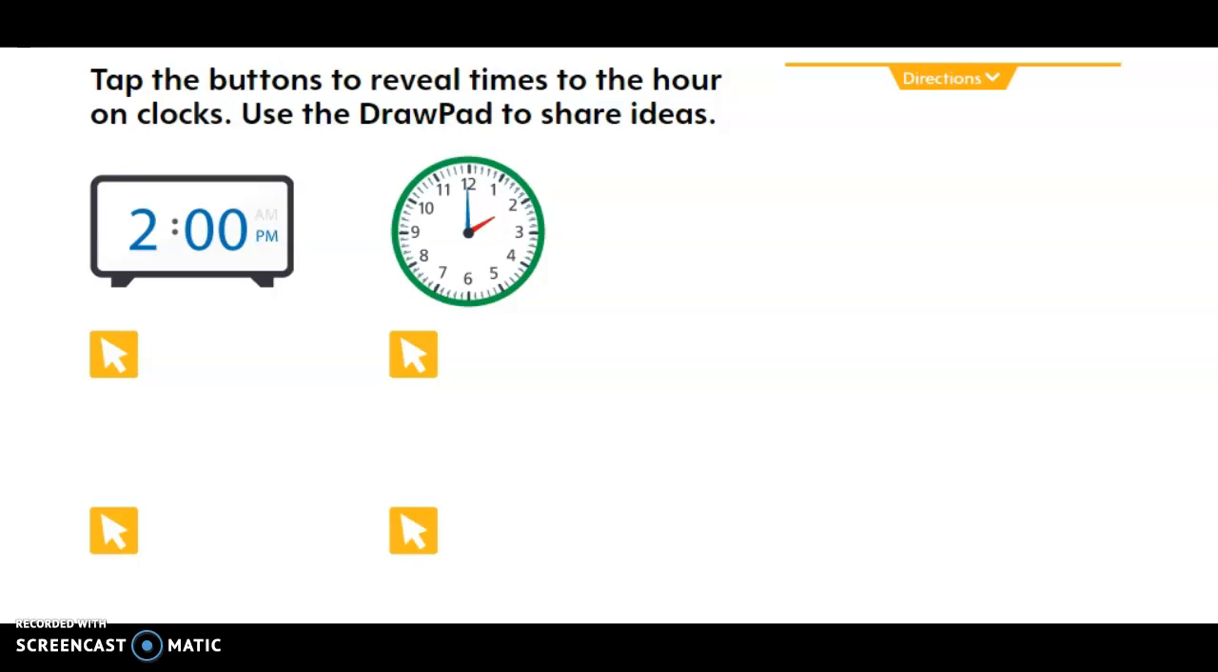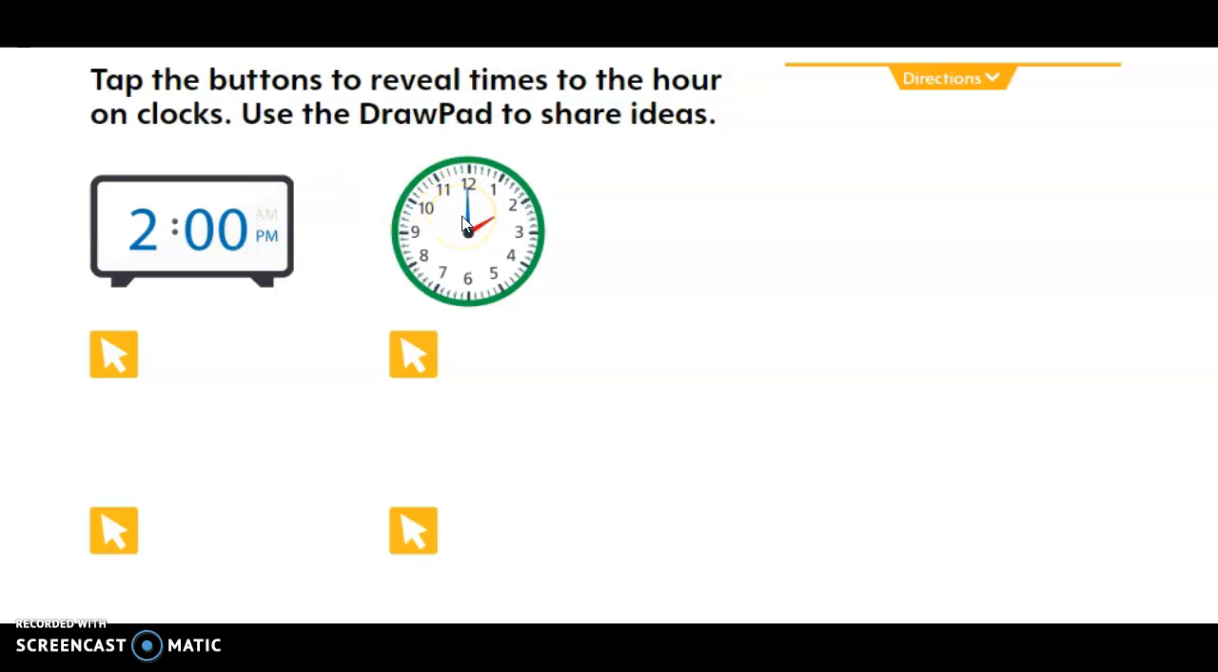Okay? People use clocks to tell what time it is. This clock right here is called a digital clock. It shows 2 o'clock just the way we did when we wrote it on the board. A 2, colon, and that's what they call these two dots right here. And then 2 zeros. 2 o'clock.